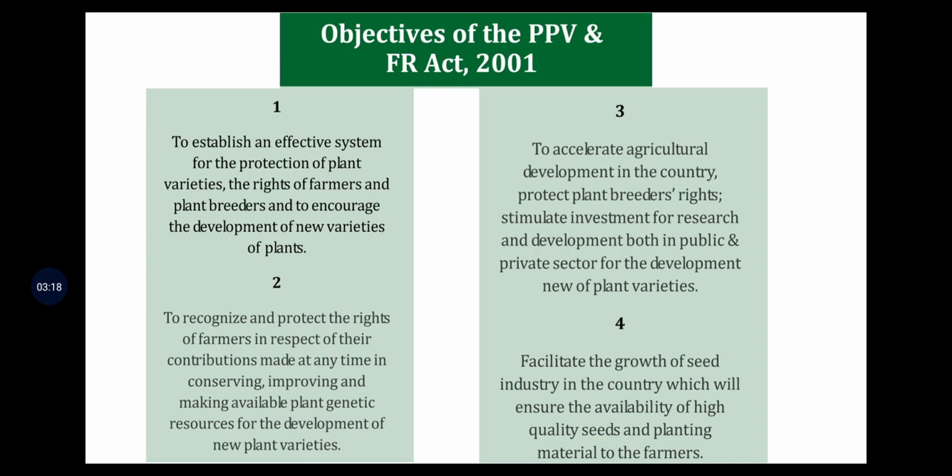The third objective is to accelerate agricultural development in the country, protect plant breeders' rights, stimulate investment for research and development both in public and private sectors for the development of new plant varieties. And the fourth objective is facilitating the growth of seed industry in the country, which will ensure the availability of high quality seeds and planting material to the farmers.